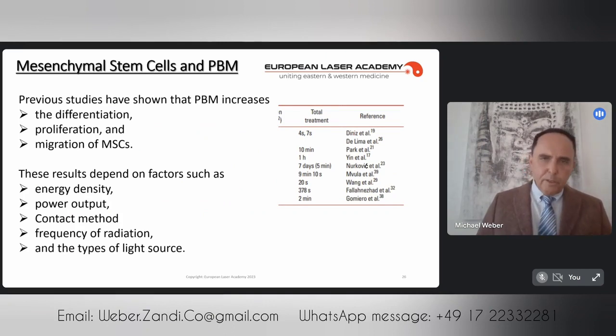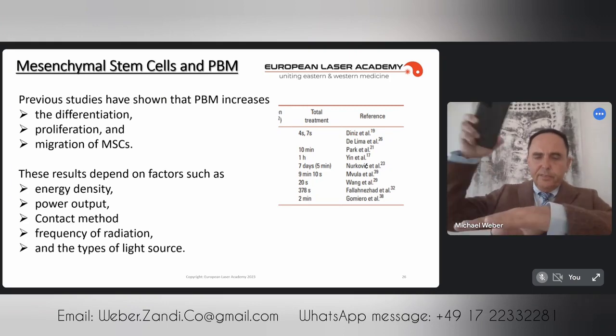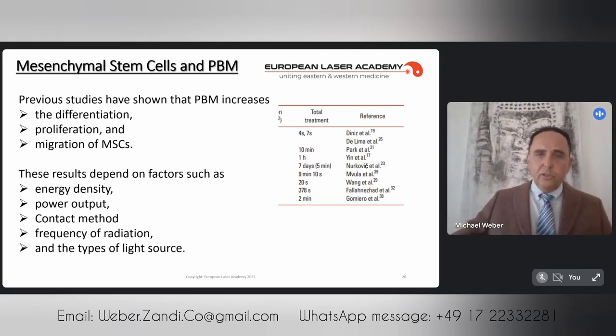PBM, together with mesenchymal stem cells, enhances the differentiation of the stem cells, the proliferation, and the migration of the mesenchymal stem cells. What does it mean? If I irradiate a tissue with a laser, I enhance micro and macro circulation. And this means the stem cells and the exosomes can flow much faster into the irradiated area.